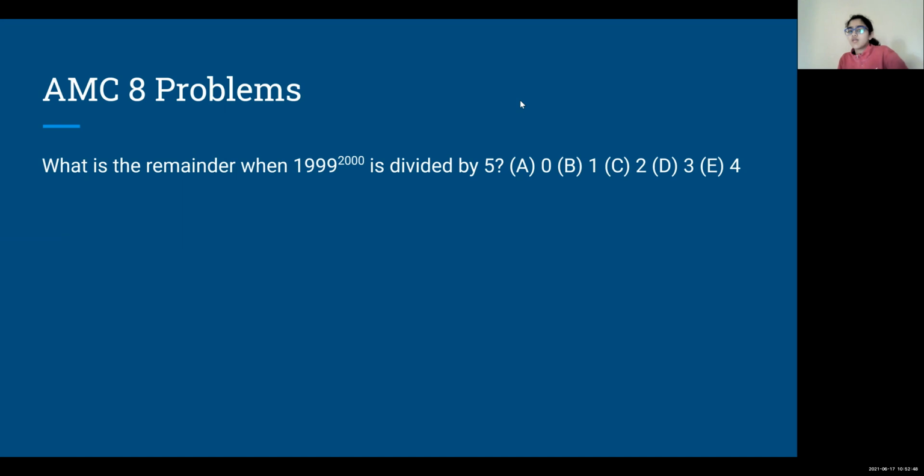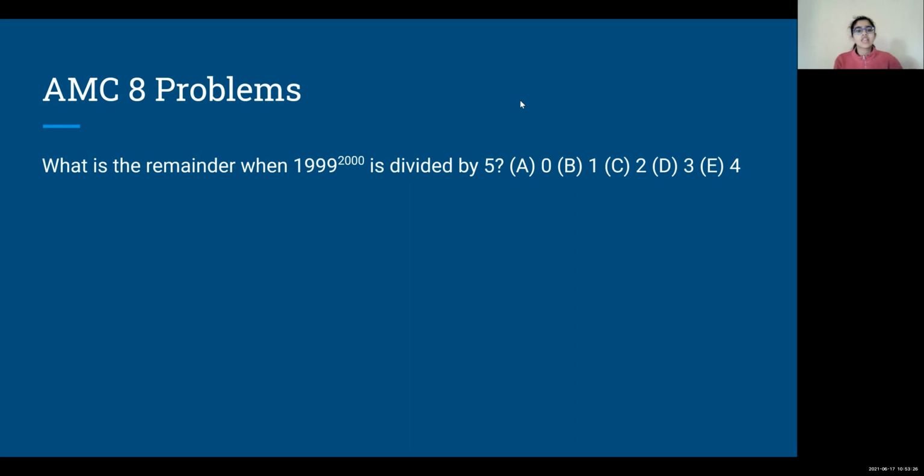Okay, and if no one has any questions about the previous problem, then this next problem is: what is the remainder when 1,999 to the power of 2,000 is divided by 5? So remember, use patterns, like we talked about with modular arithmetic. There's going to be a pattern when you're doing mod 5.